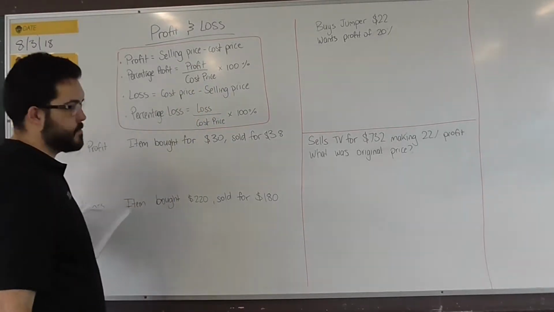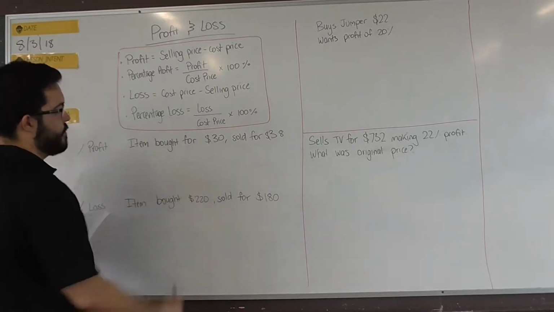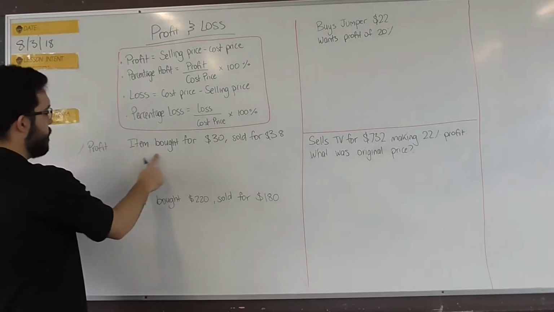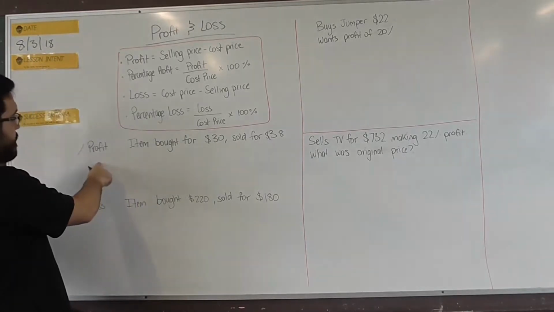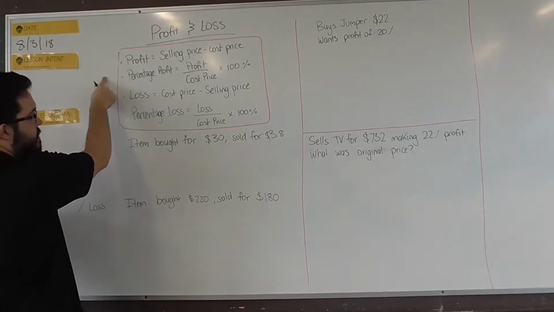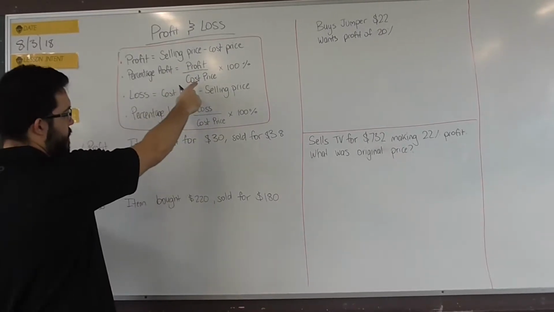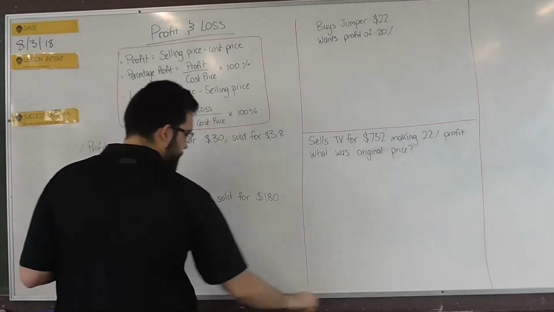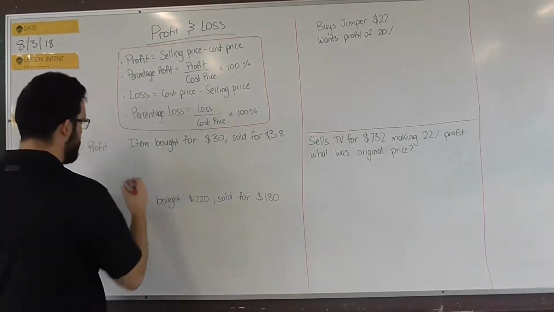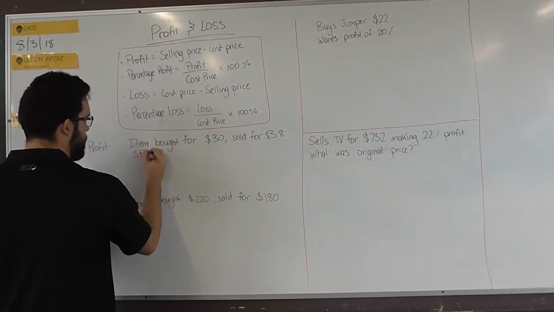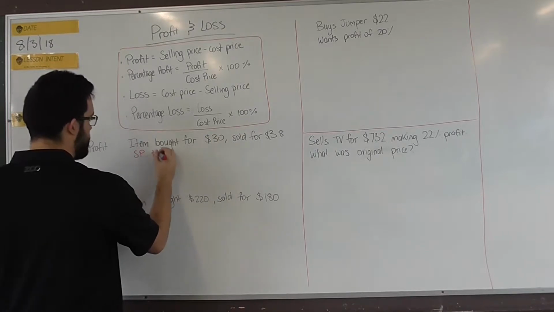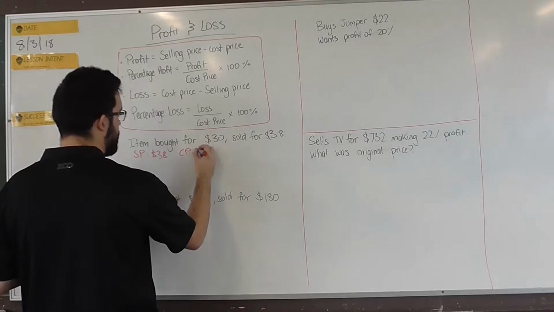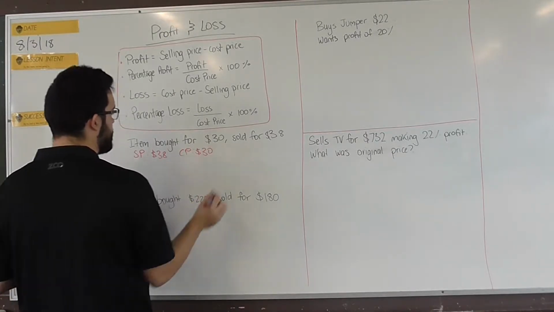We want to find a percentage profit for an item bought for $30 and sold for $38. Okay, so we're finding a percentage profit. Let's use our percentage profit formula. So we have to use profit divided by cost price times 100. I'm just going to write a few things out here for me to work. Our selling price is $38. Our cost price, or CP, is $30.